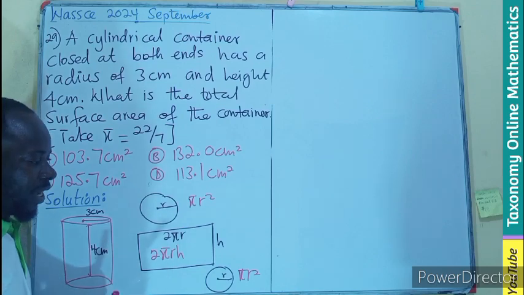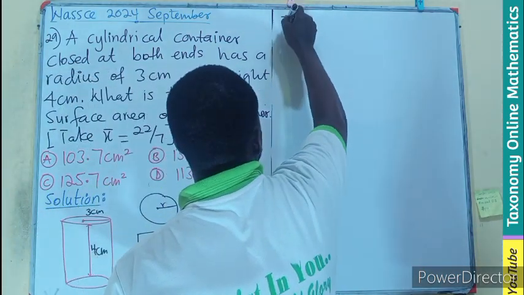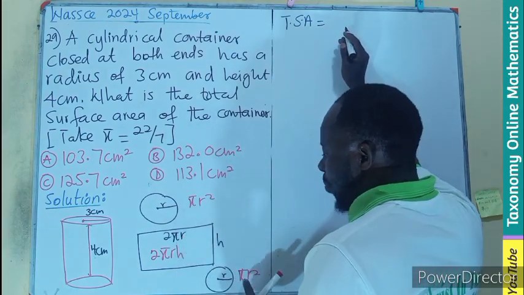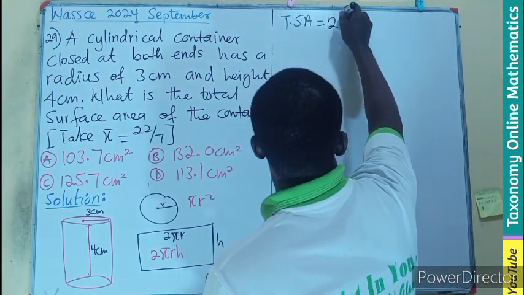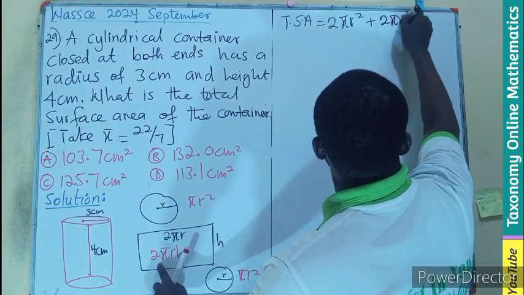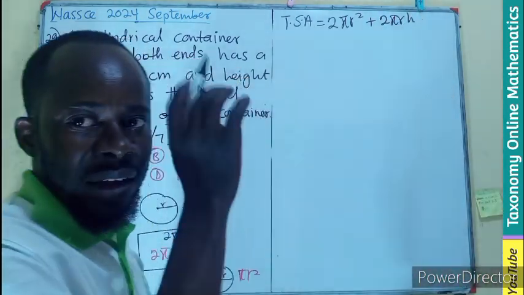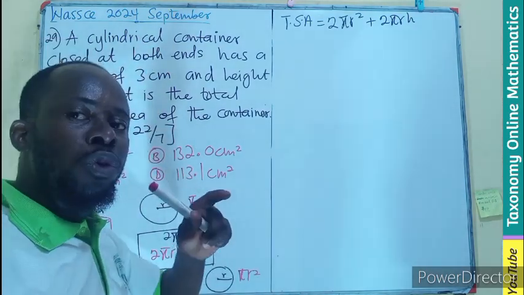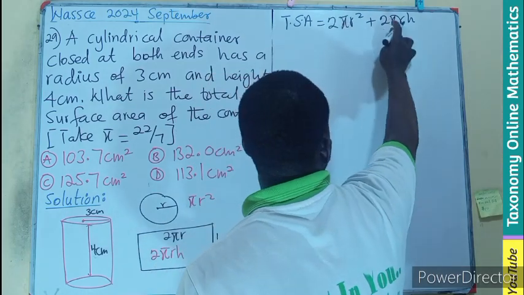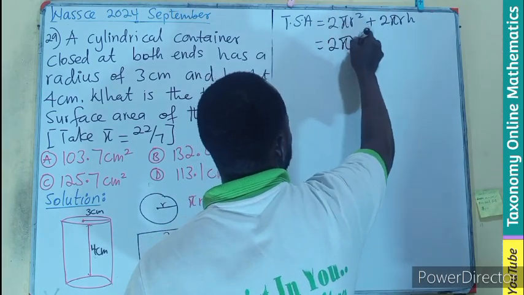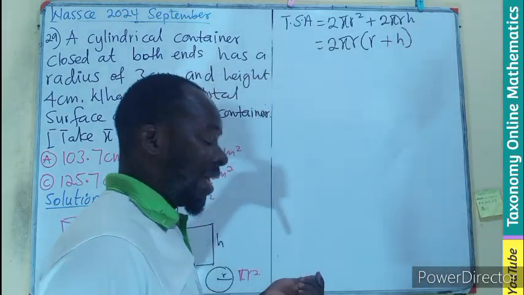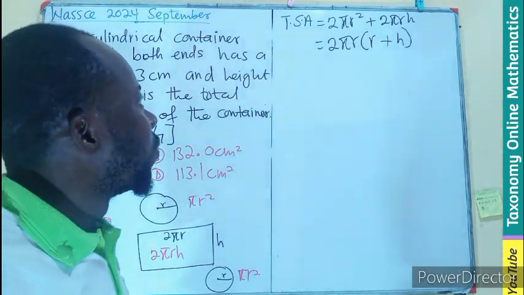So it means that the total surface area is going to be pi r squared plus pi r squared, that will give you 2 pi r squared plus 2 pi r h. That's the total surface area because it is closed at both ends. Now 2 is common, pi is common, r is common. So 2 pi r taken out, r plus h becomes the direct formula we can use to find the total surface area.